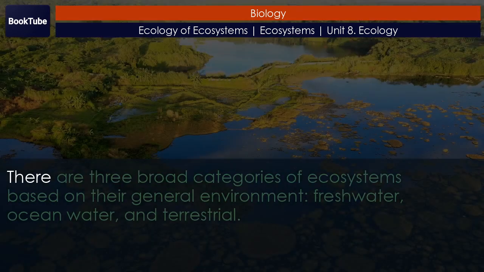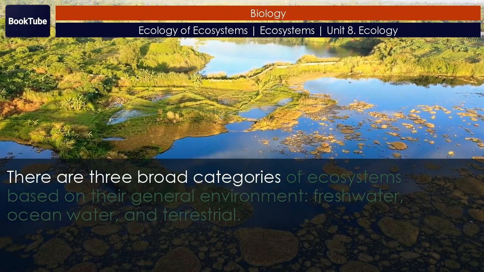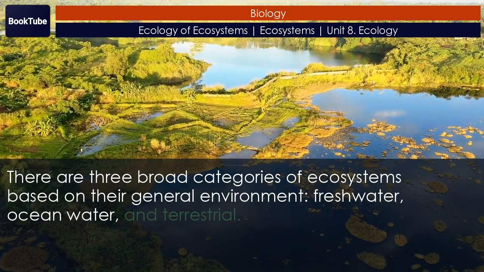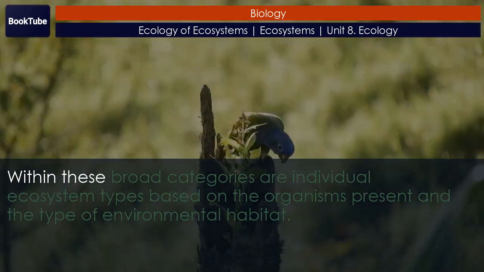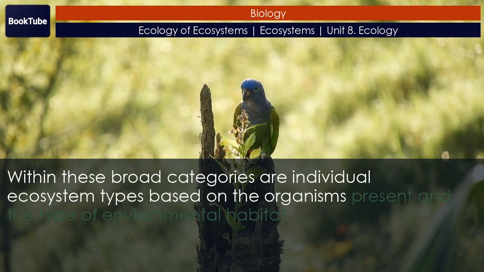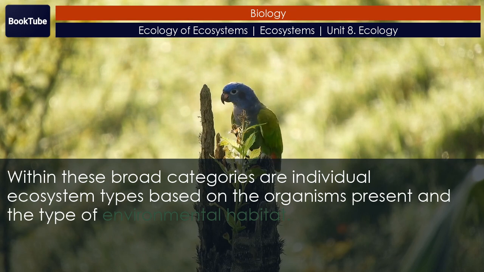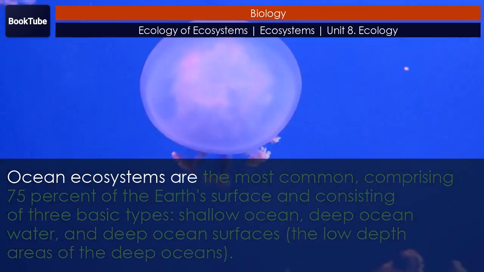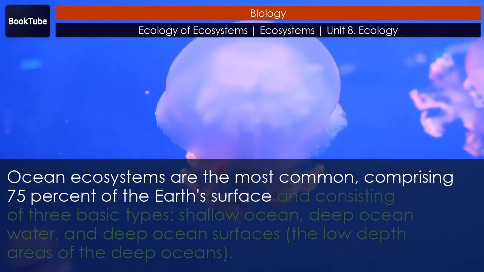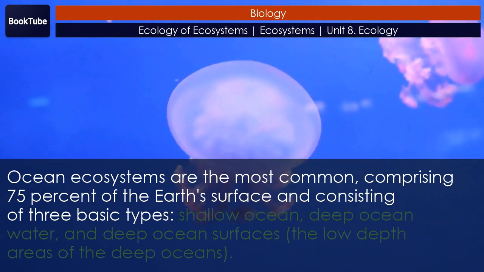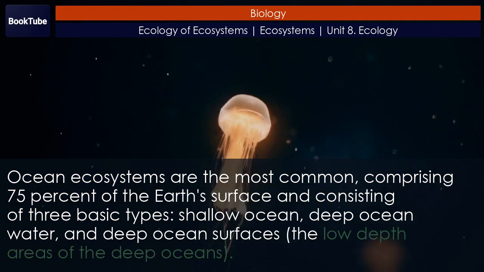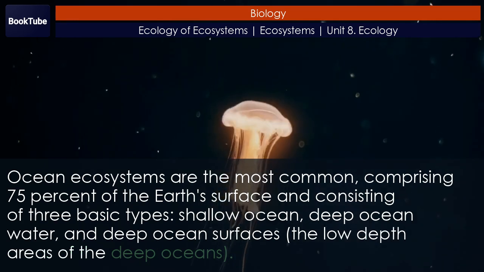Figure 1. There are three broad categories of ecosystems based on their general environment: freshwater, ocean water, and terrestrial. Within these broad categories are individual ecosystem types based on the organisms present and the type of environmental habitat. Ocean ecosystems are the most common, comprising 75% of the Earth's surface and consisting of three basic types: shallow ocean, deep ocean water, and deep ocean surfaces.